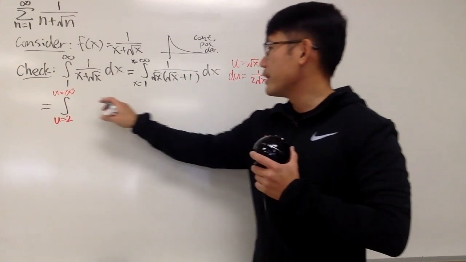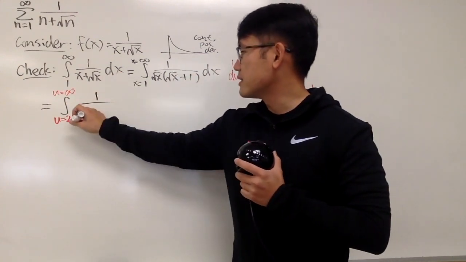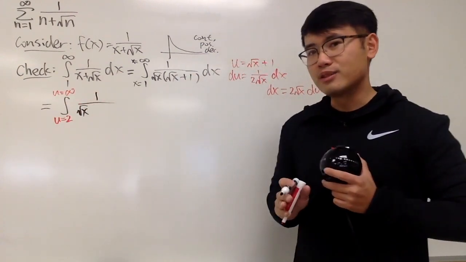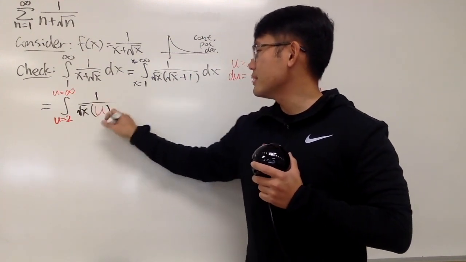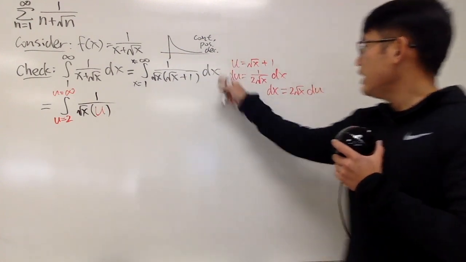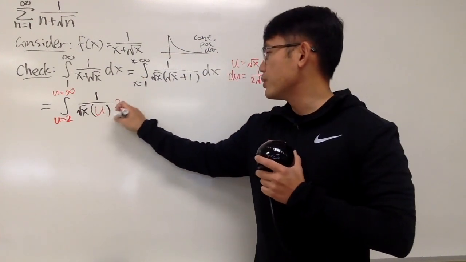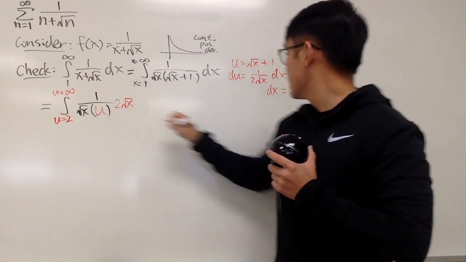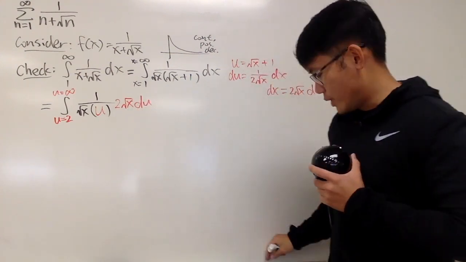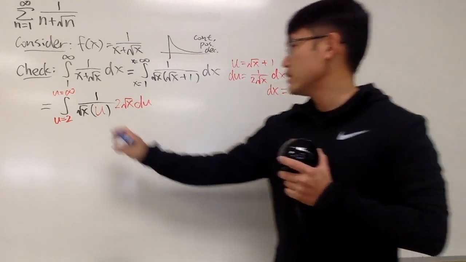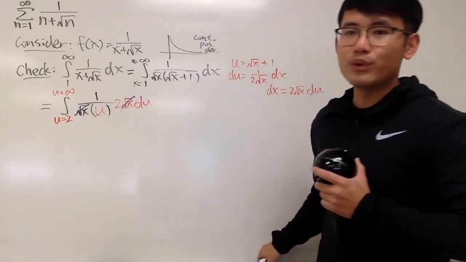And then let me write down 1 over the square root of x stays, because it's going to get cancelled really soon. And then here is the u in the parentheses for that. dx is this part, so we just write down 2 square root of x du. So that's the integral in the u world. And then we will just cancel the square root of x very nicely.